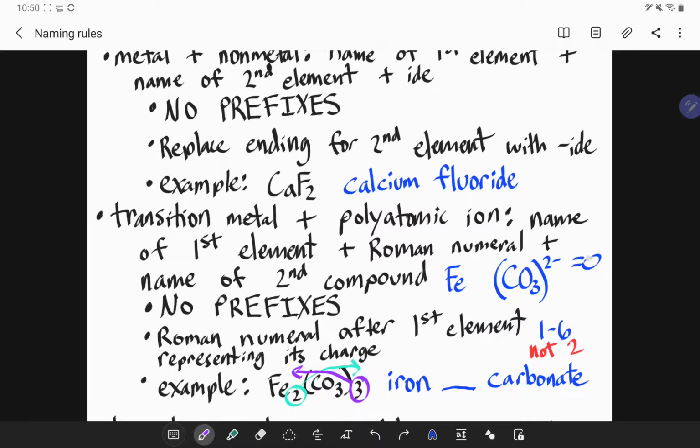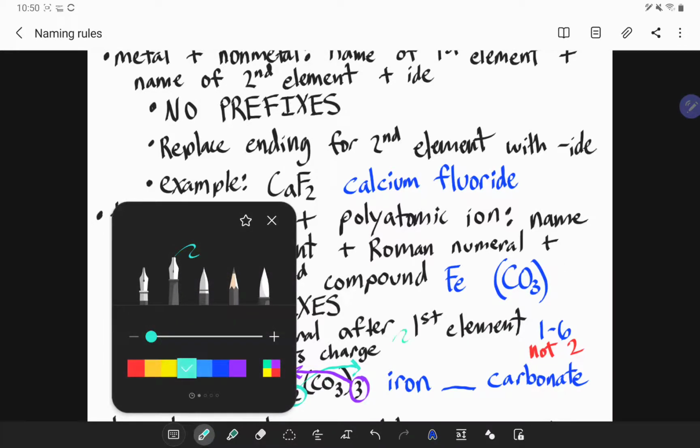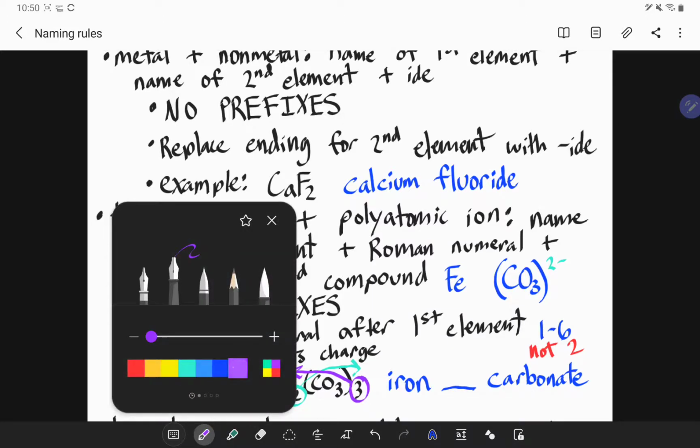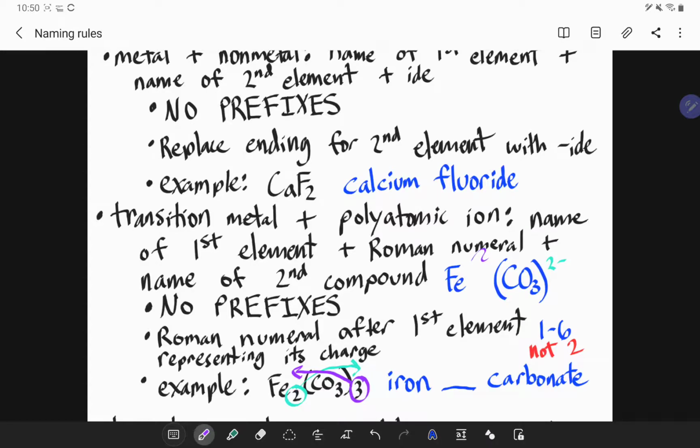So like we said, carbonate has a negative 2 charge. So I'm going to actually write that in the same color we just drew that arrow in. So we know that this negative 2 came from this 2 that was written next to the iron. Next, we have that 3, and that 3 is going to be what is right here. And that 3 can tell us that iron is going to have a positive 3 charge.